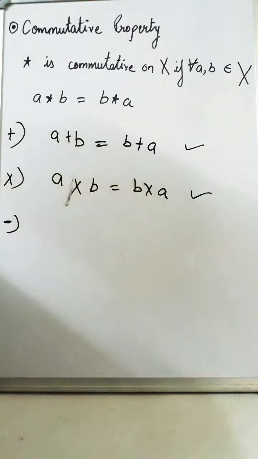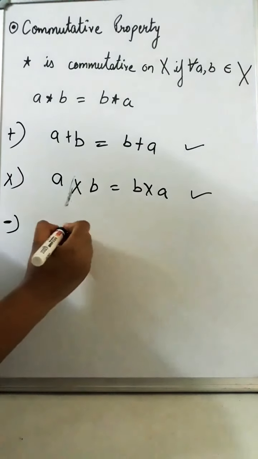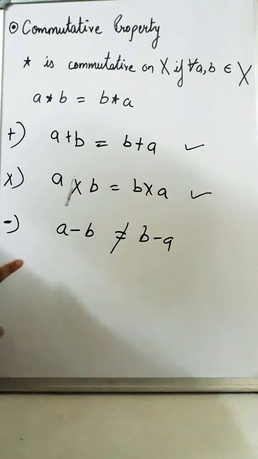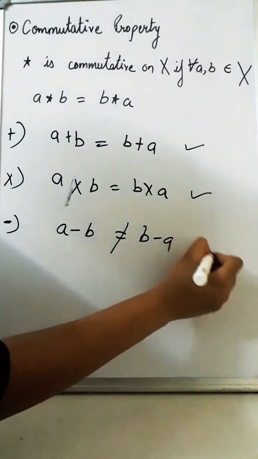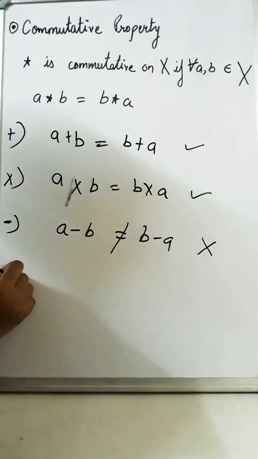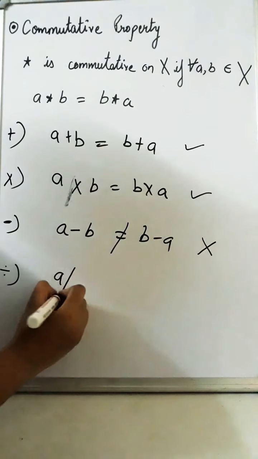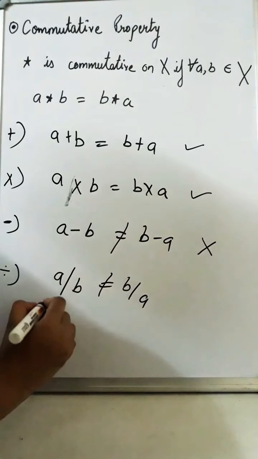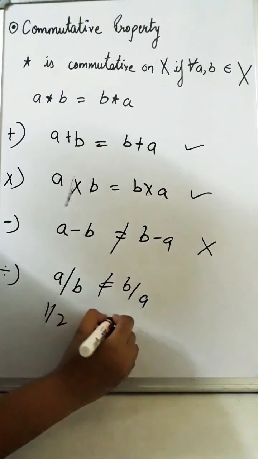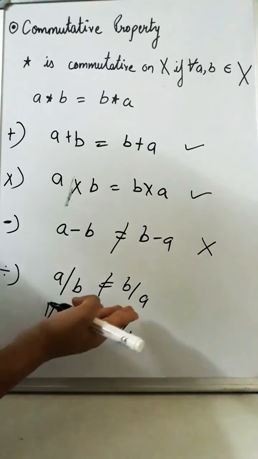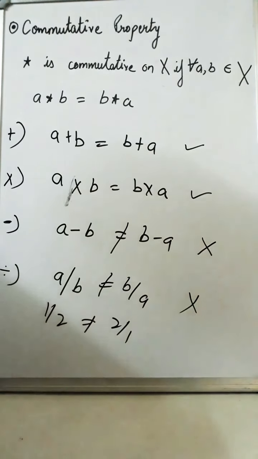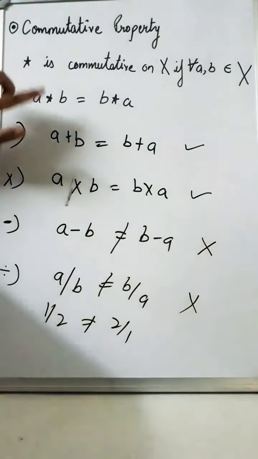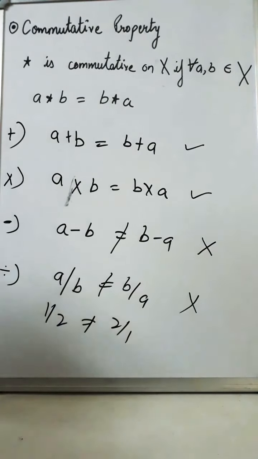Let us check for subtraction. Our binary operation is subtraction. Now you see, is a minus b equal to b minus a? No. That means subtraction is not commutative in nature. Similarly, let us take division. Is a divided by b equal to b divided by a? No. Your 1 by 2 is not equal to 2 by 1. You can take any example, it's the basic thing. So division is also not commutative in nature. So you understood what commutative is: a star b is equal to b star a. If this holds, then your binary operation is commutative, otherwise no.